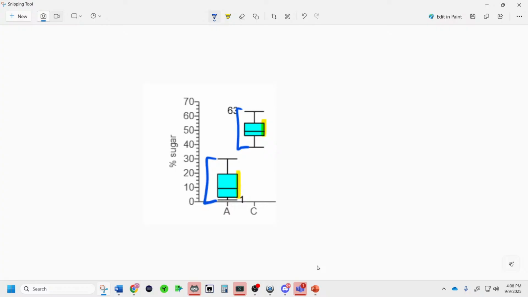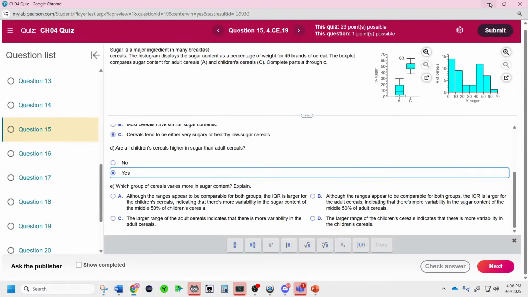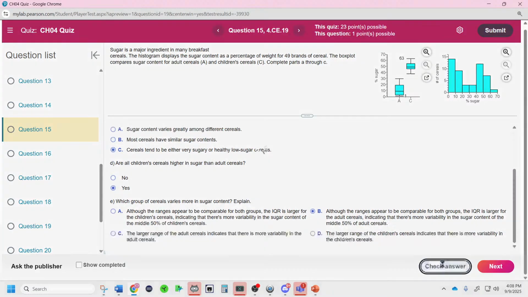Well, yes, it does. It's correct. The adults have a bigger IQR than the children's, showing more variability. Exactly. Sorry, Charlie, I overthought it. So the adults have more variability in their IQR, which is a measure of spread, compared to the children's. They both have similar ranges. So although the ranges appear to be similar for both groups, the IQR is bigger for the adult group.